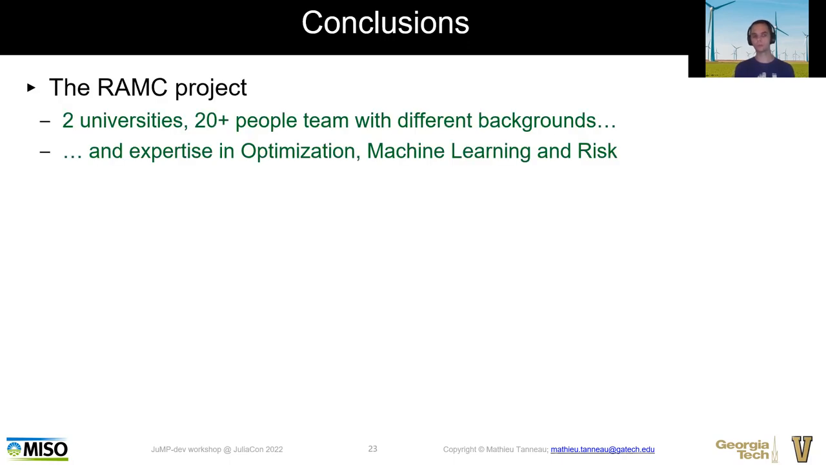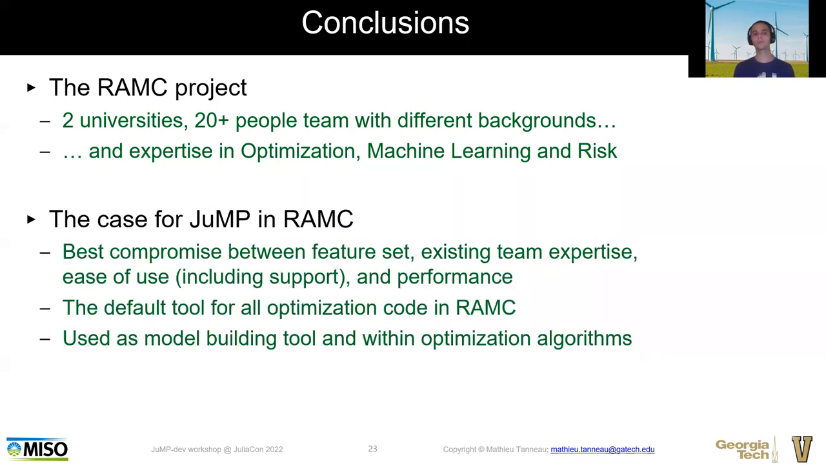The RAMC project is a big project with over 20 people in 2 different universities, very different backgrounds, very different expertise that span optimization, machine learning, and risk. The main case for using JuMP in RAMC was that it provided the best compromise between the set of features that it had, the expertise that the team had in using that tool, how easy it was to use JuMP, including how convenient it was for us to get support and find resources, and then how fast the library was. It's now the default tool for all optimization code in the RAMC project.